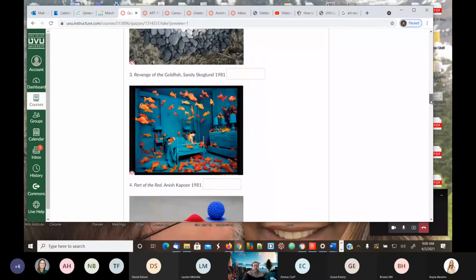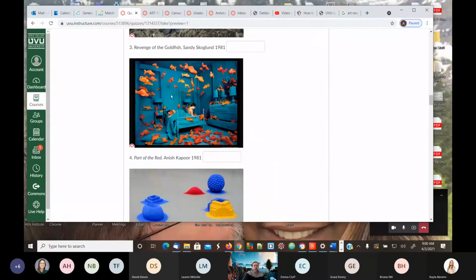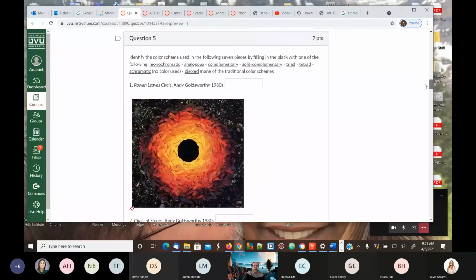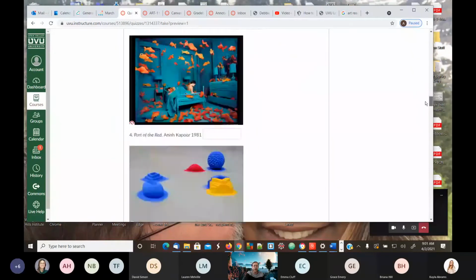Now, here's a good one. What are the colors in this? What's the color of the fishes? Complementary. Yeah, exactly. We have the orange fish and the turquoise background. So very much complementary. And that's one of those right there, complementary, the third one. Excellent.